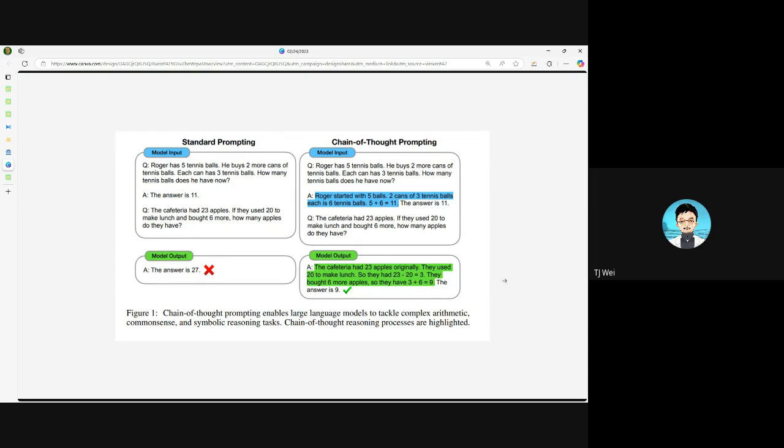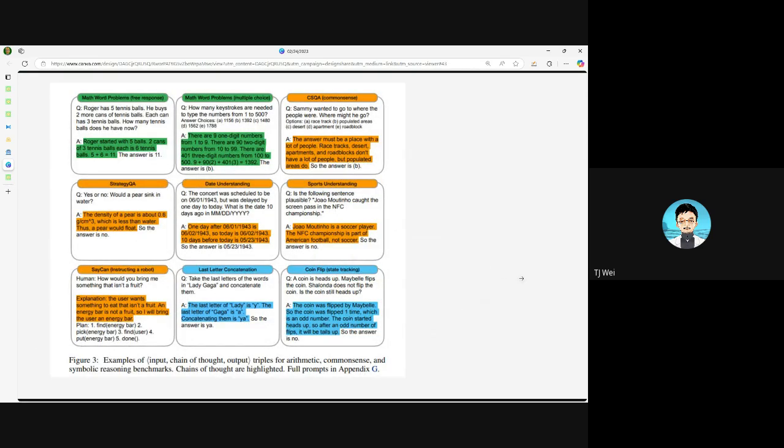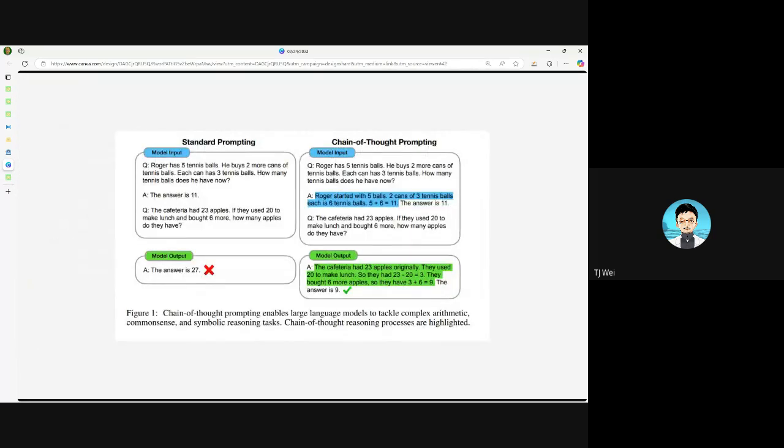Okay, another thing is prompt engineering, which came after instruction tuning. This is called chain of thought prompting. Chain of thought has been used a lot recently and has become a very popular terminology that everybody knows. It can be used in different ways.